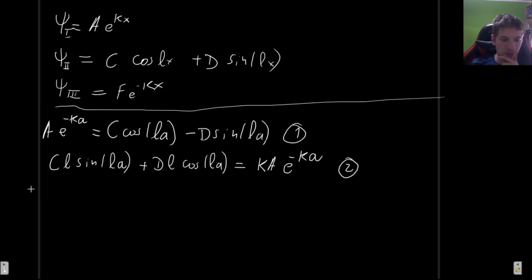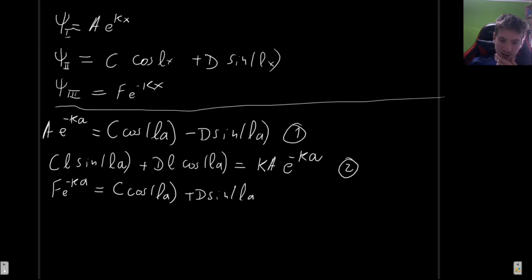So let us now apply the conditions for the border at A. In order to do that, there's going to be these 2 wave functions. So first, just continuity of the wave function, we get that F e to the minus Ka has to be the same as C cosine of LA plus D sine of LA, right? Our wave function has to be continuous everywhere, so we have to evaluate it at the border and they have to be equal. So that's what we did. And this is equation number 3.